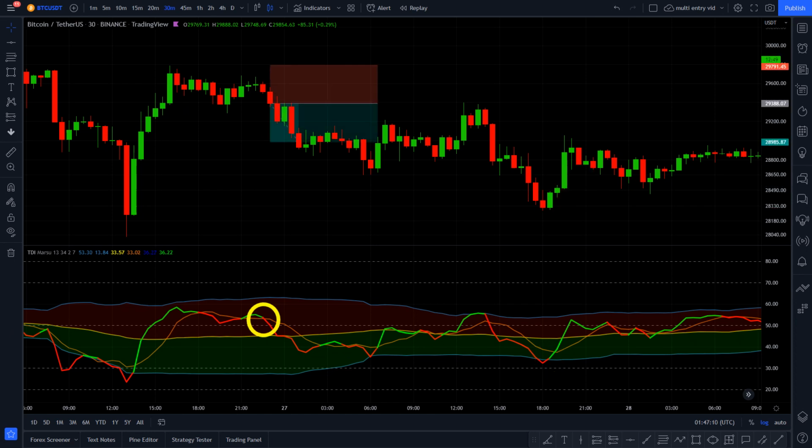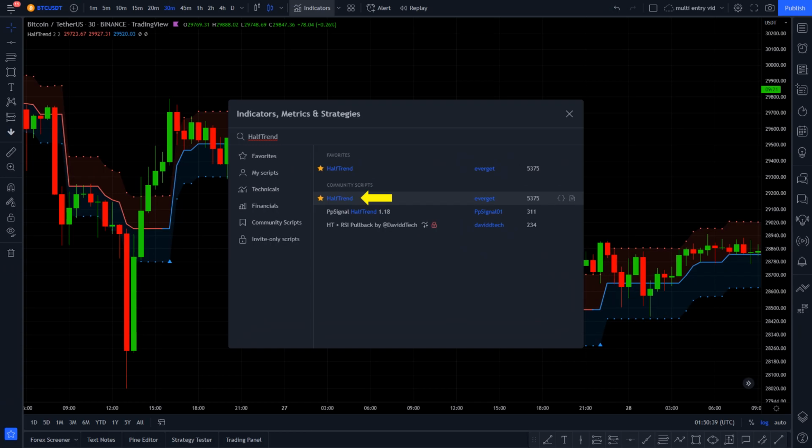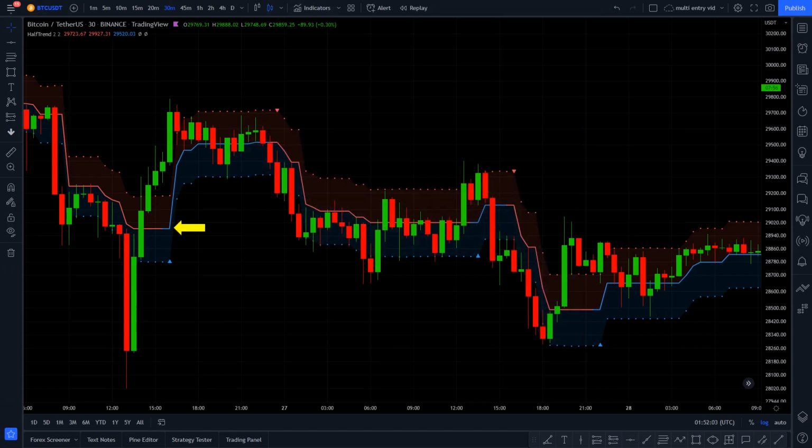The next entry signal indicator is going to be the Half Trend. The Half Trend has a middle baseline and a dotted upper and lower line. Besides that, you can see blue and red arrows printed on the chart. These arrows are going to be our entry signals. For a long entry, you need to see a blue arrow. Therefore, a red arrow means a short entry.